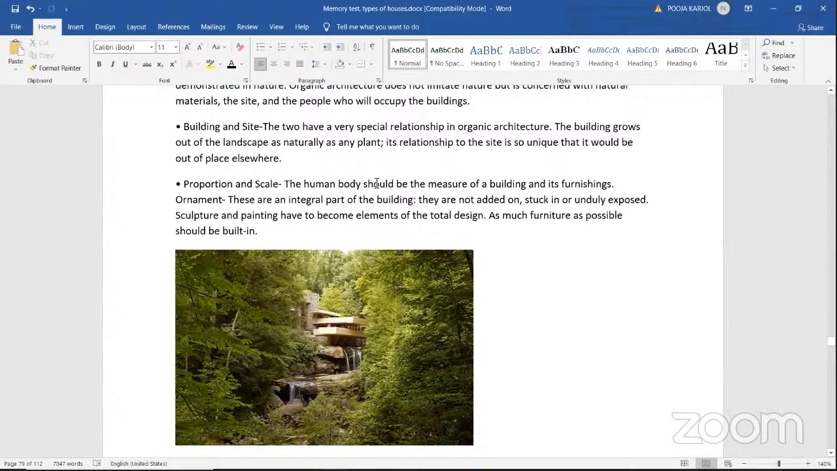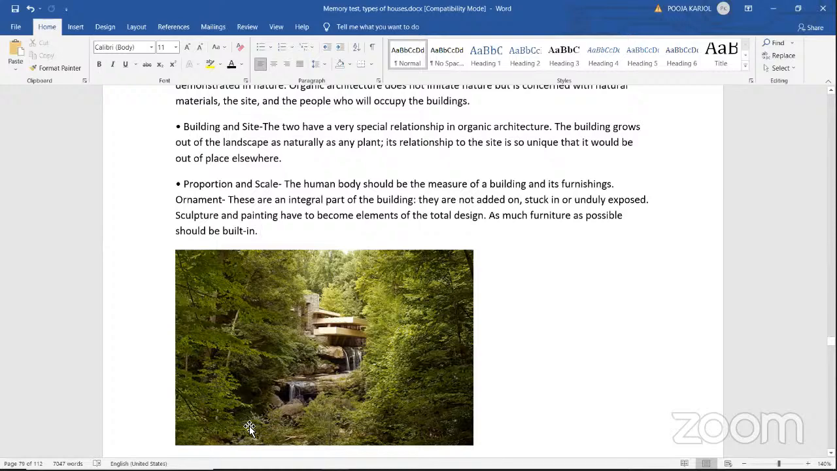Next, proportion and scale. The human body should be the measure of a building and its furnishings. Ornament is an integral part of the building. They are not added on, stuck in, or unduly exposed. Sculpture and paintings have to become elements of the total design. As much furniture as possible should be built in.